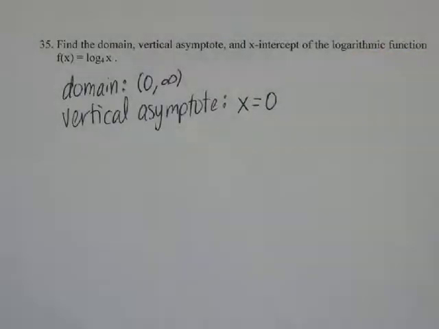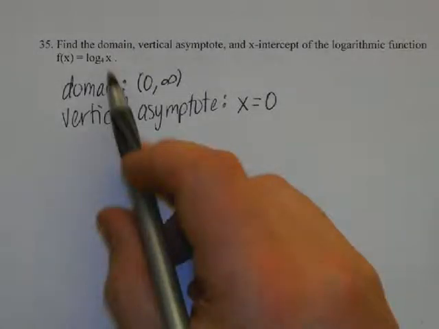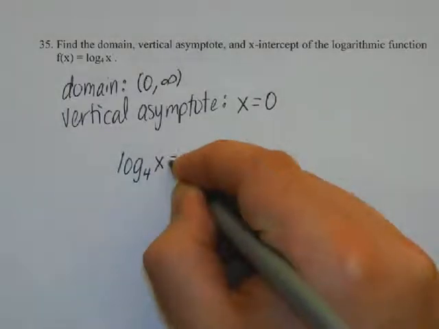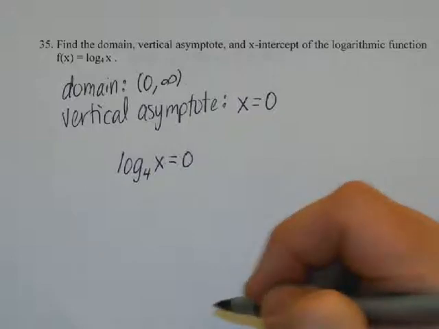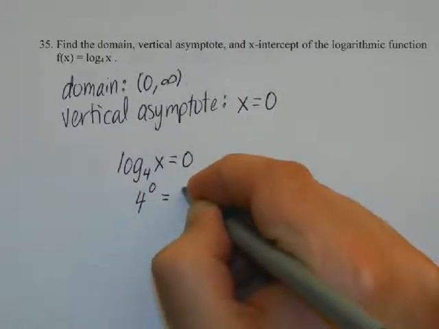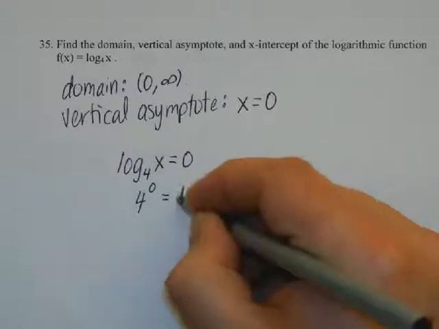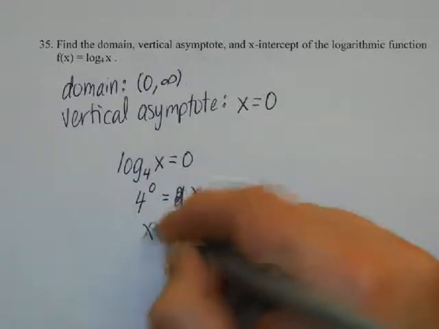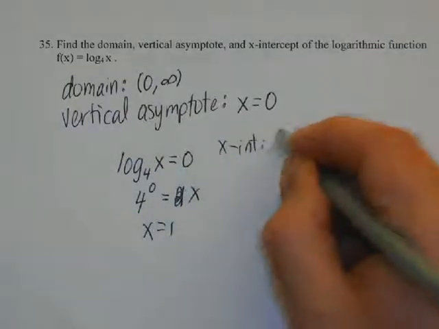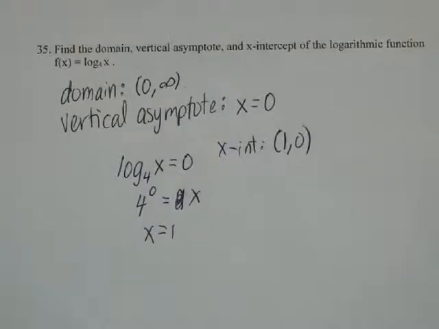And then the x-intercept. So really what we're saying is when is log base 4 of x equal to 0? Well, as an exponential, we get 4 to the 0 equals x. And 4 to the 0 is equal to 1. So the x-intercept is at 1, 0. In fact, all basic log functions like this will have an x-intercept of 1, 0.